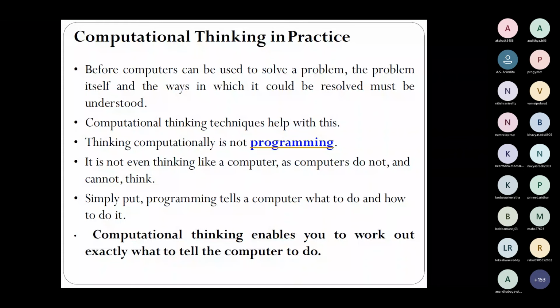It's not even thinking like a computer, because computers don't think. You can mute yourselves, all of you. It's just binary. It is just following some instructions. So how do we make the computer do something? What do we tell the computer to do? That is our computational thinking. Computational thinking enables you to work out exactly what to tell the computer to do.